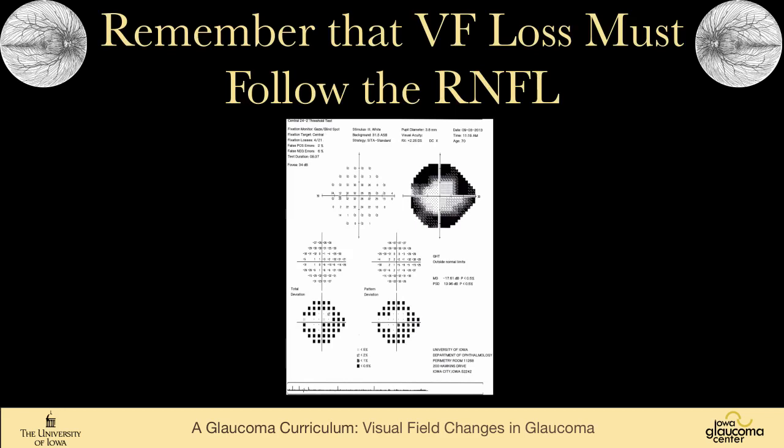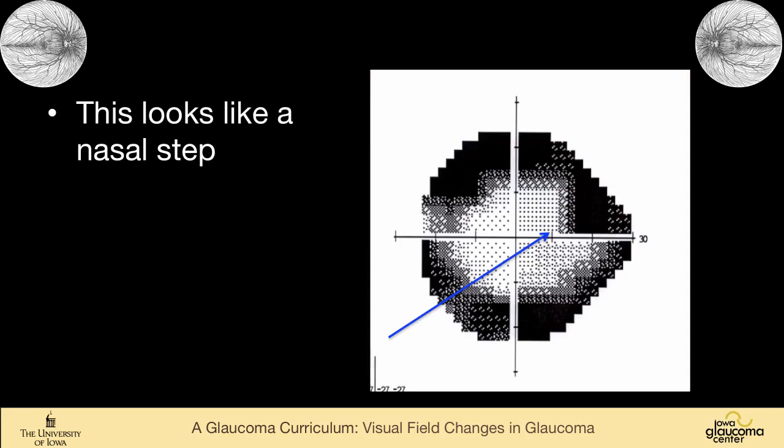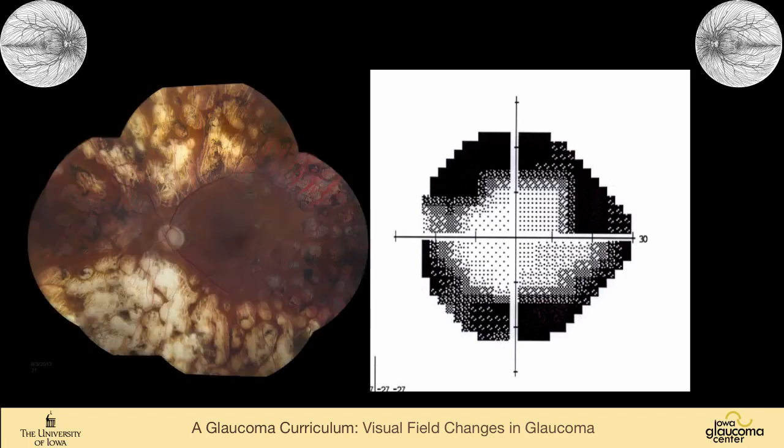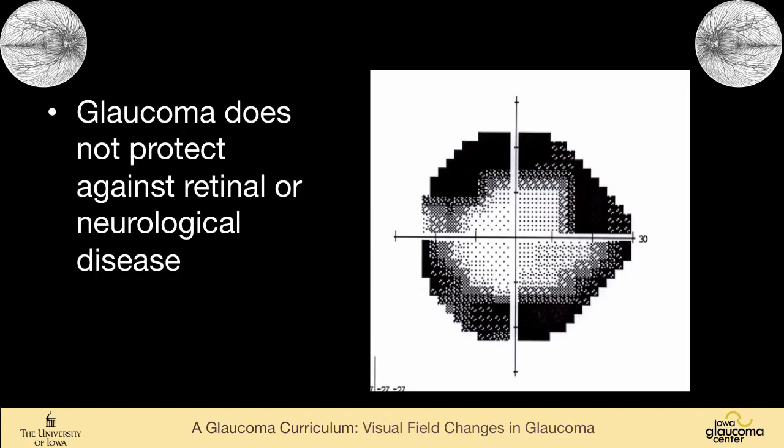Remember, and I've said this a million times, the visual field loss must follow the retinal nerve fiber layer. So this looks like a nasal step right in here, but this doesn't. So this could be a rim artifact, but whatever it is, it doesn't follow the nerve fiber layer pattern, and in this case it turned out to be panretinal photocoagulation. But remember that having glaucoma does not protect you against having neurologic disease or retinal disease. And anything that you see in the visual field that doesn't follow the nerve fiber layer pattern, you need to sort out where that comes from.